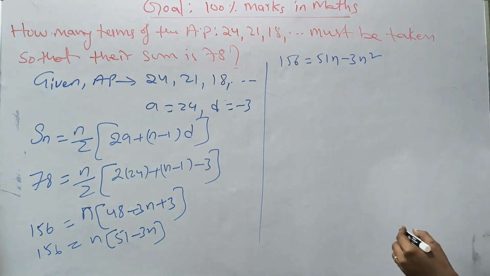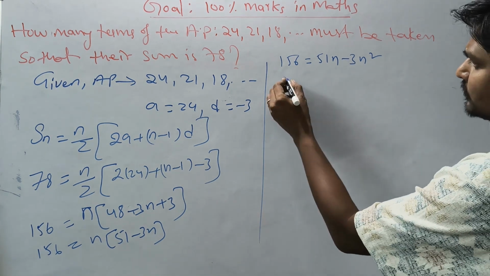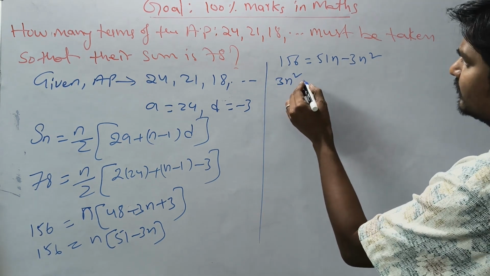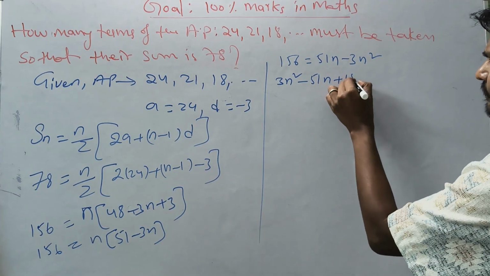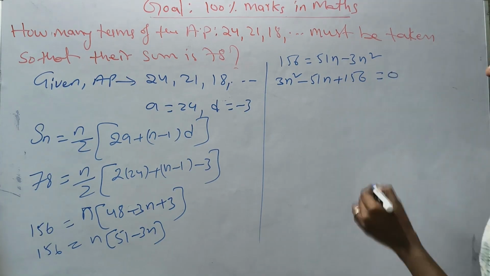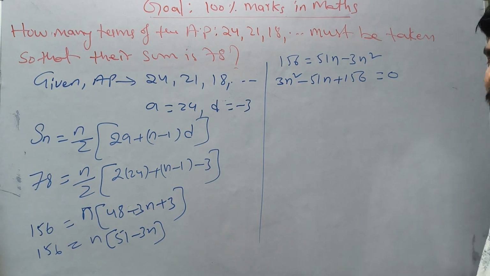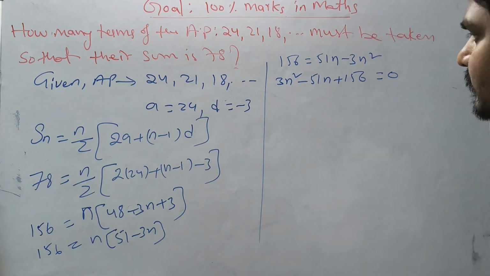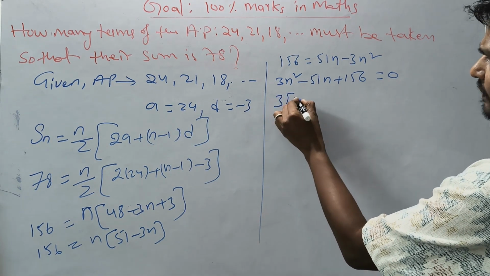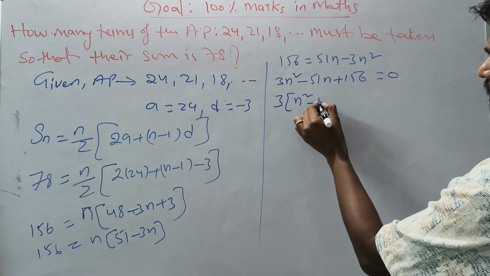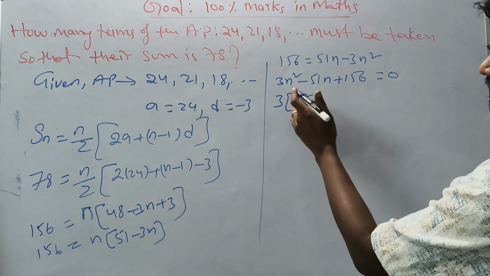Now from this we can write, if you transpose this side, 3n square minus 51n plus 156 is equal to 0. It is a quadratic equation. Now from this, if you factorize, you will get the n value. See, if you take 3 common, n square minus 17n plus 52 is equal to 0, and how many times does it cancel here?